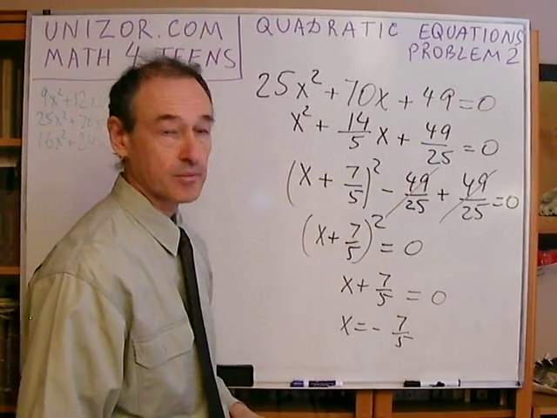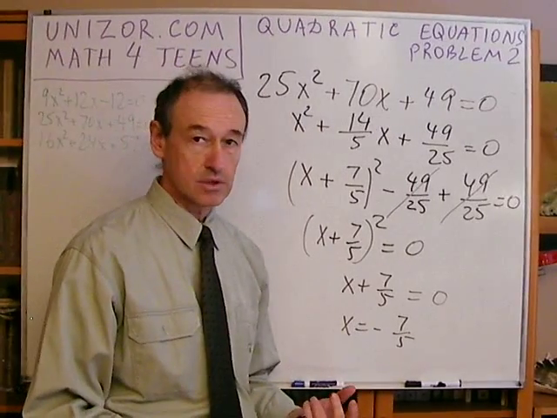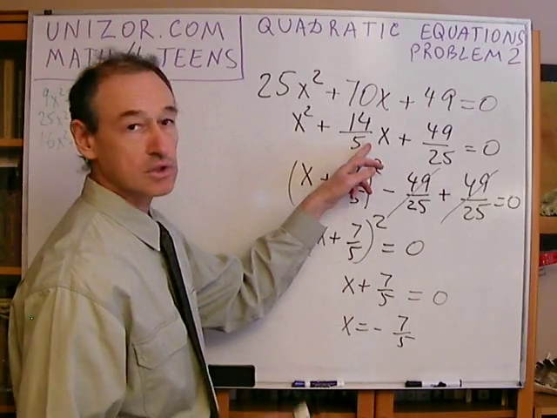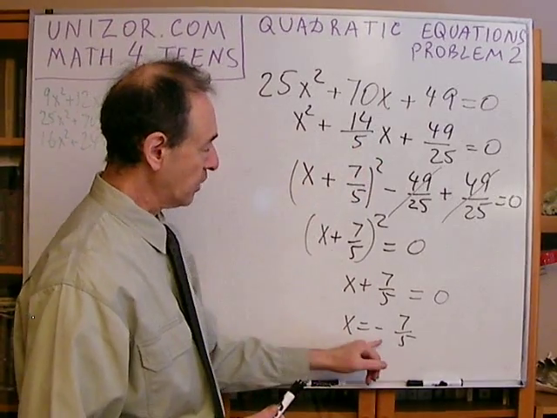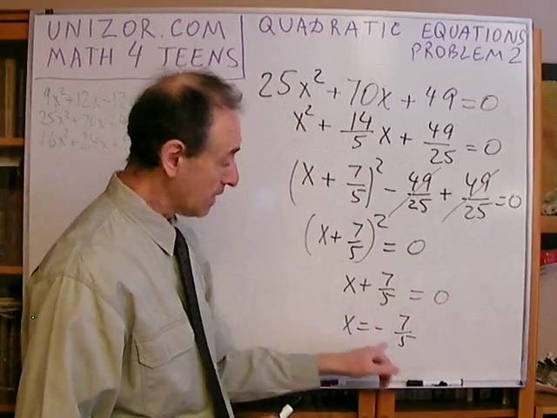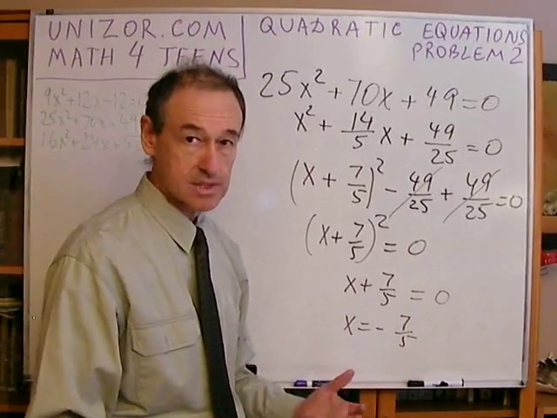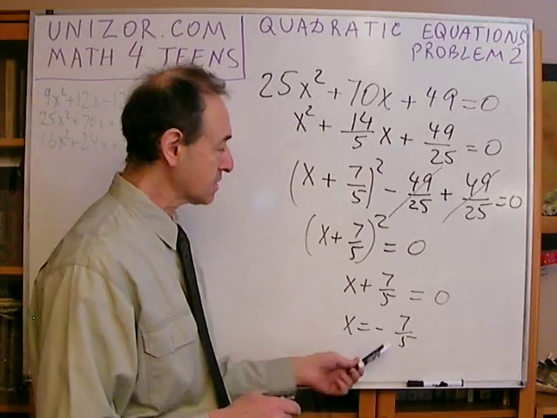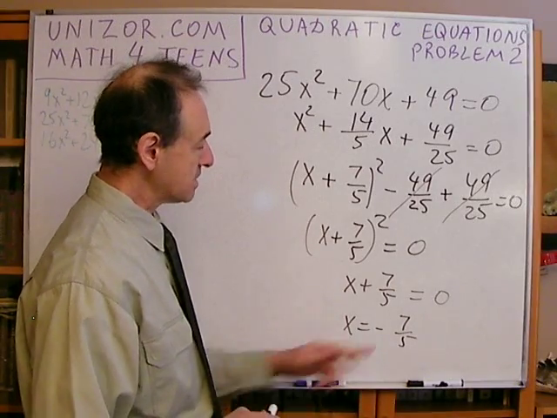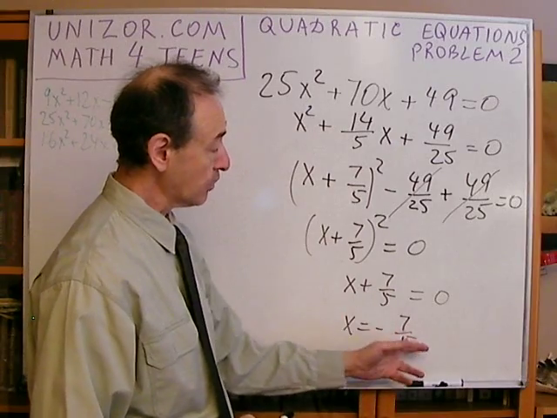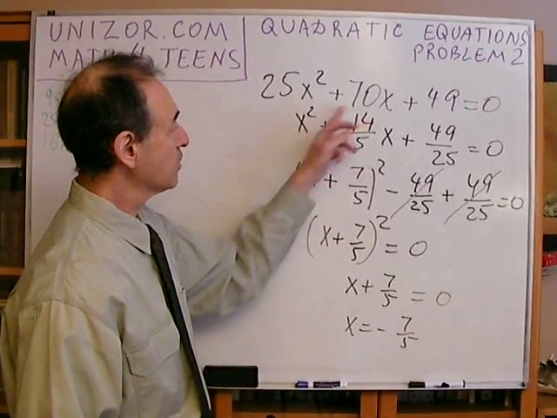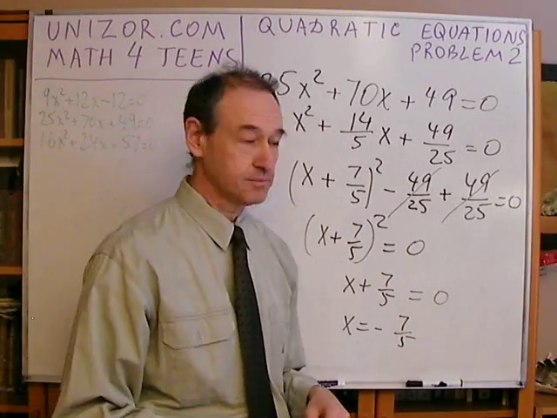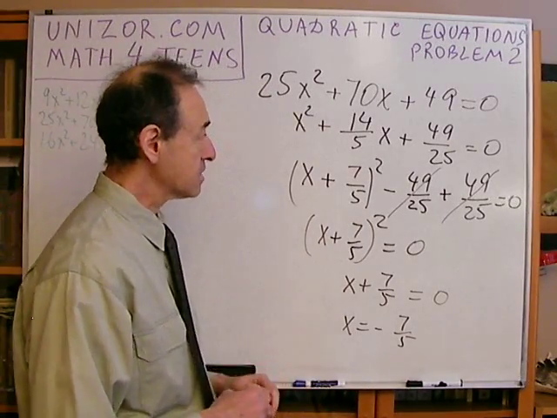And the sum of these two solutions should be equal to the second coefficient with an opposite sign. Well, minus 7 fifths and minus 7 fifths again, because it's a double solution. As you see, that's why it's very convenient to consider it as a double solution. So minus 7 fifths and minus 7 fifths is minus 14 fifths, which, with an opposite sign, corresponds to the second coefficient. All right, so everything checks.